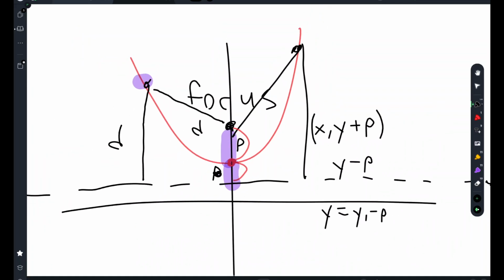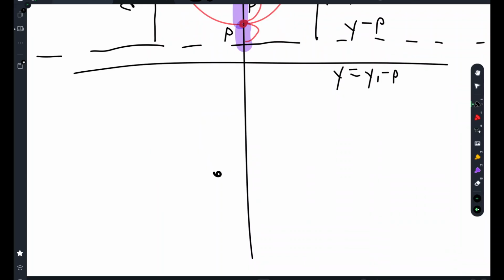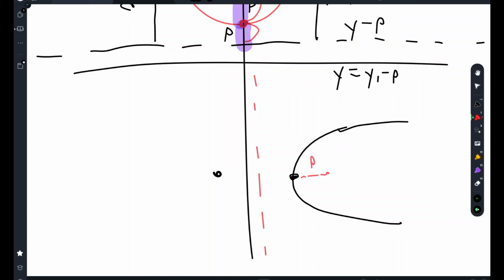Something I do want to call attention to real quick before I move on is, hypothetically, what if we had something like this? We'd still have this focus and directrix, and you would solve for your vertex, and then you would solve for your p-value. But notice now that p is getting added to the x and not the y. Also notice that the directrix is now an x equals line rather than a y equals line.